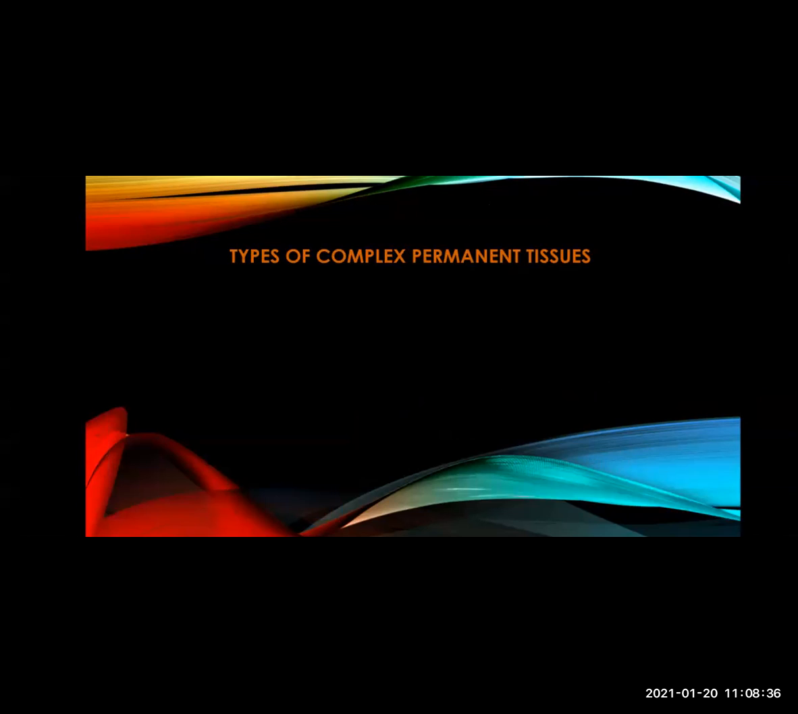Now, the second major type of permanent tissue is complex permanent tissue. Now, why is it called complex permanent tissue? Because these tissues are made up of more than two cell types. Let us see it in detail.